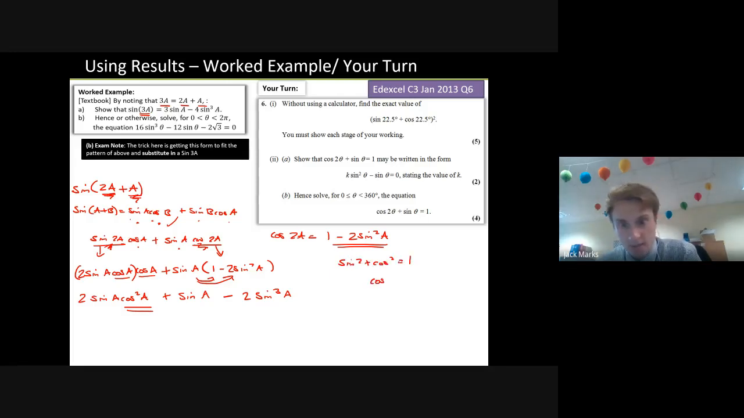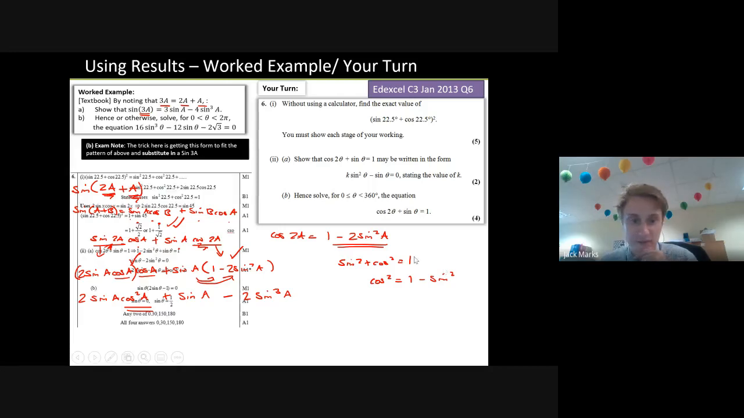So cos squared must be equal to 1 minus sine squared. So we've done the addition rule. We've done the double angle rule for sine and for cos. And now we're even going to use the year 12 identity. So this question sort of has everything going on with it.